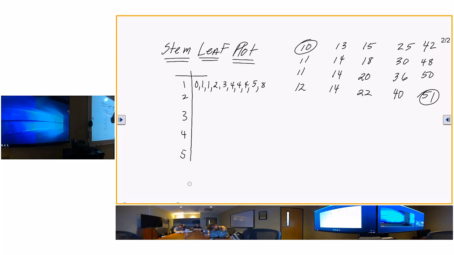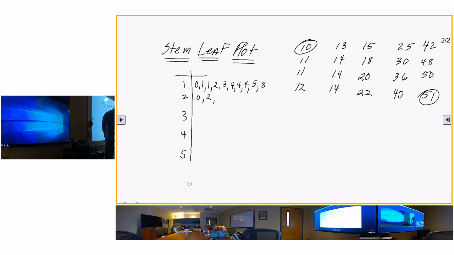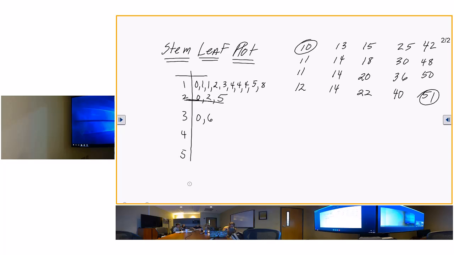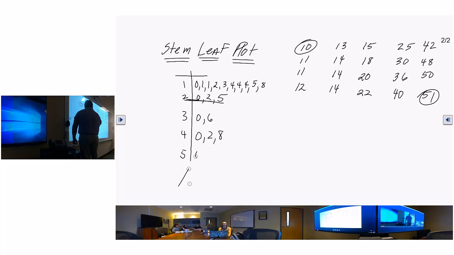All right, so 20. We got a 0, a 2, and a what? A 5. Boom, you're done. So that means 20, 22, 25, and so on. So 30 would be 0 and what? Good. And 40 would be 0, 2, and 8. And then 50 would be 0 and 1.